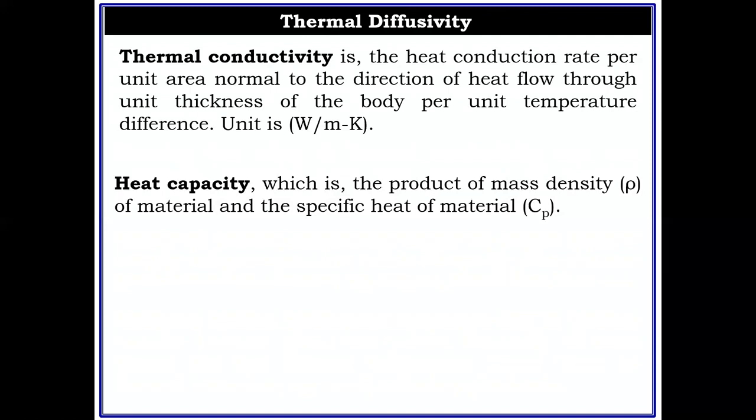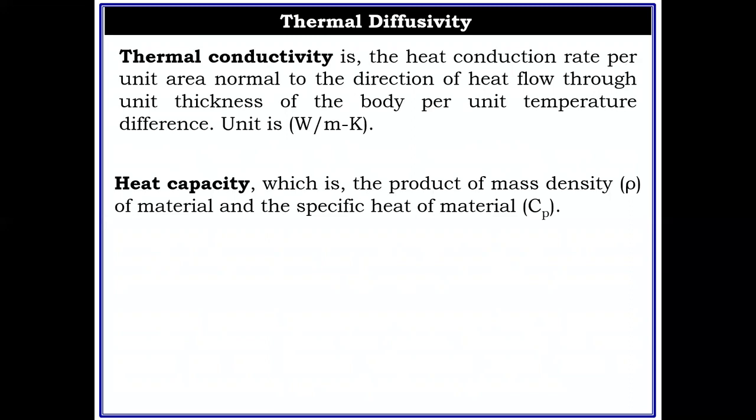Next we require heat capacity. We are first seeing the different parameters which are required to calculate or define the thermal diffusivity. So we require mainly two parameters. One is thermal conductivity, which we just saw in detail. So thermal conductivity K, its unit is watt per meter Kelvin, or it might be watt per meter degree centigrade.